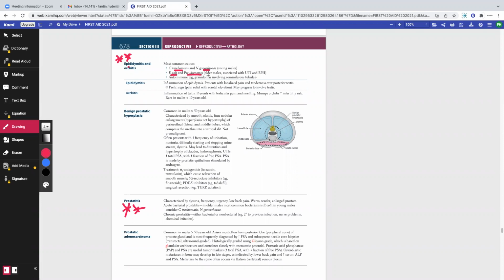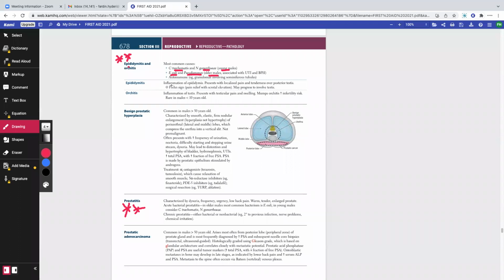This is very important because this is common in older males. Very important. They give you questions and they expect you to answer regarding the age of the patients. So if it's a young male, then Neisseria and chlamydia. If it's older, then E. coli and Pseudomonas, they are very high yield. And sometimes there could also be autoimmune infections. This is not important. Okay.